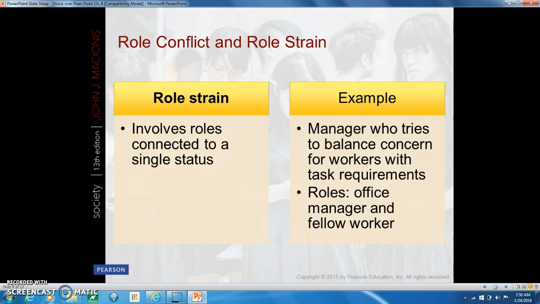Role strain occurs when people experience conflicting demands in an existing role, or they cannot meet the expectations of a new role. For example, a supervisor is expected to maintain harmonious relationships with their employees, but also has the responsibility of evaluating them. So in other words, role strain occurs when you just can't seem to meet the challenges.